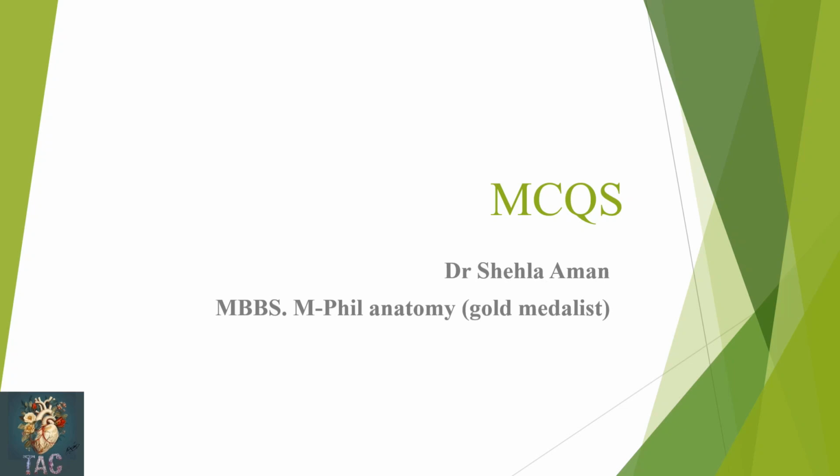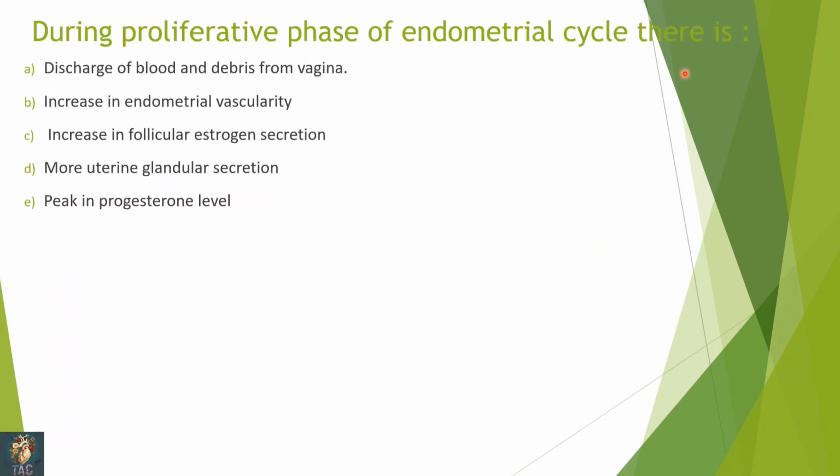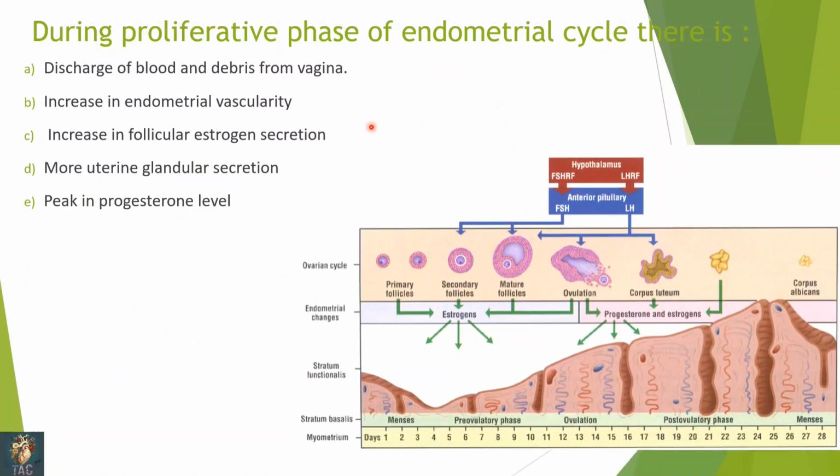In today's class we are going to discuss MCQs of the reproductive system. Here is your first MCQ: during the proliferative phase of the endometrial cycle, there is a discharge of blood and debris from the vagina, increase in endometrial vascularity, increase in follicular estrogen secretion, more uterine glandular secretion, or peak in the progesterone level. So please remember we are talking about the proliferative phase of the endometrial cycle.